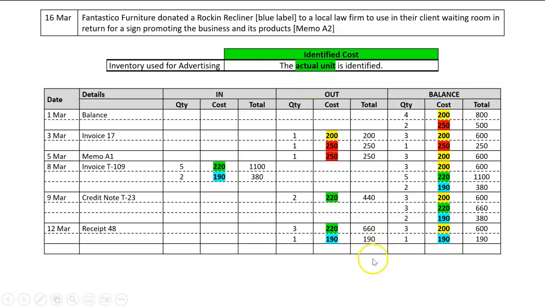There's our inventory card. So we've got 3 left with yellow stickers at 200, 1 with a blue sticker at 190. We're getting rid of the blue one. So we'll do the 16th of March, memo A2. 1 goes out at 190 with a blue label, and that must mean that's gone, but we've still got the 3 with yellow stickers here.